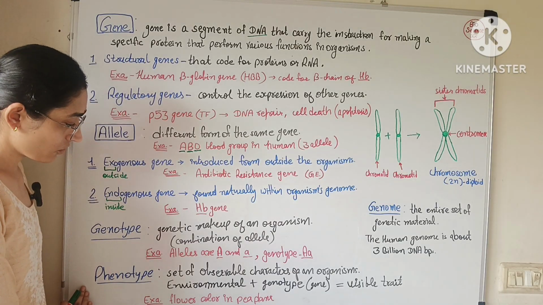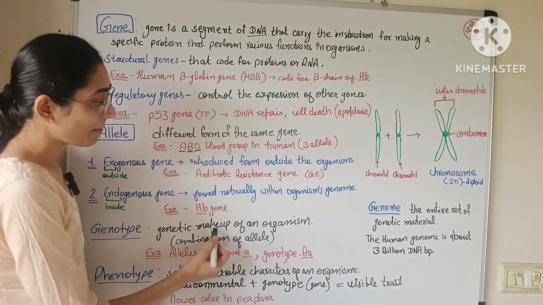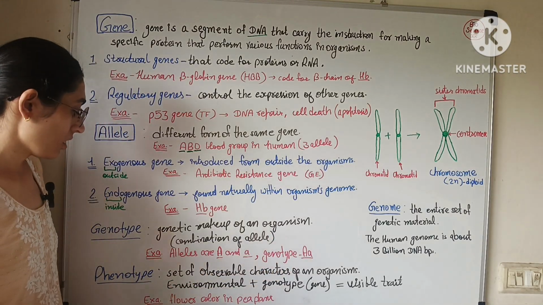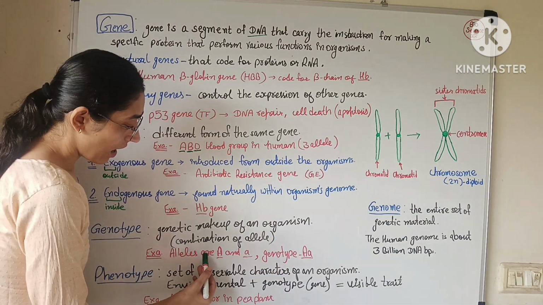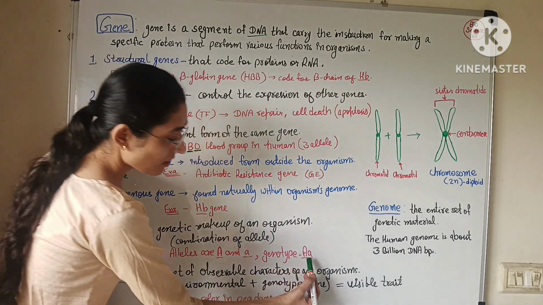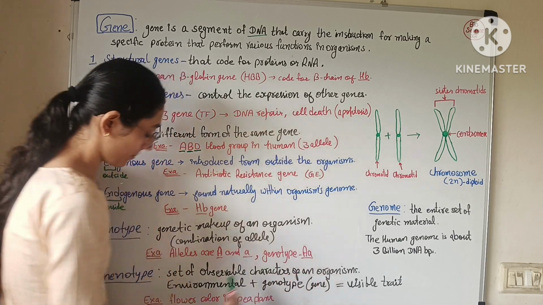What is genotype and phenotype? Genotype is a genetic makeup of an organism, meaning the combination of alleles. For example, alleles are capital A and small a. Genotype is written as capital A, small a.